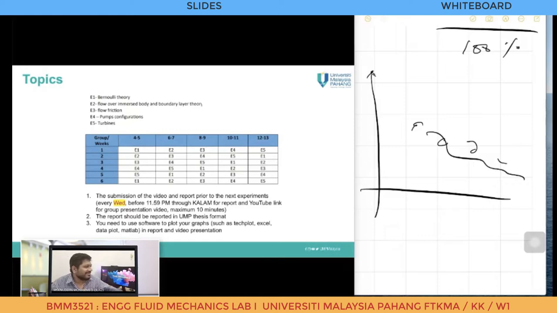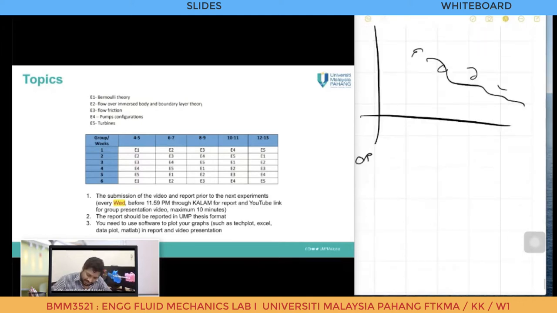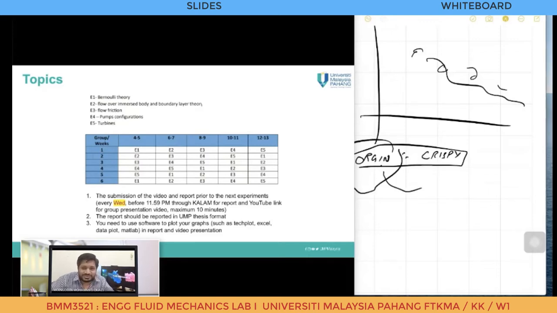I have never used TechPlot. Maybe you can try TechPlot also. And I can recommend one software, Origin. Origin is a software which makes crispy graphs, crispy. If you want the best graphs, the kind we publish in very good journals, we make crispy graphs with Origin software. So you can download this Origin software somehow also if available. Okay, so these were the topics and the distribution.